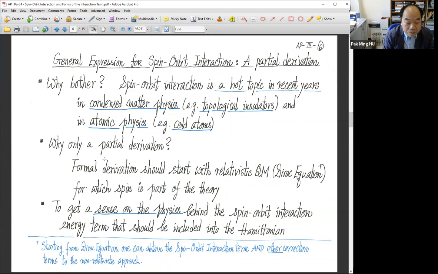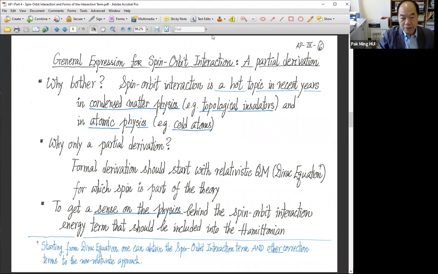So I will try to give you different forms of the same effect, because in atomic physics, if you do cold atoms, cold molecules in Professor Wang Dajun's lab, that will be one form. The atomic physicists use this form for spin-orbit interaction. But if you do condensed matter physics, topological insulators, things like that, then you see another form. Then when you do a band structure calculation, traditional solid-state physics, you see another form. Okay, but the physics is the same.